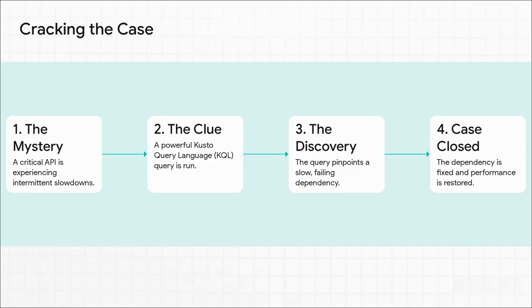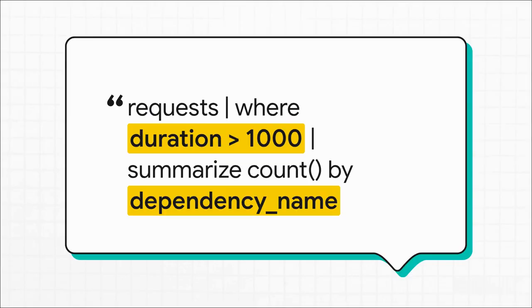Our lead detective, the engineer on call, has one main tool in their belt for sifting through all of the evidence, the Kusto Query Language, or KQL. So they start to craft a query to hunt for clues. And this query right here, this is the smoking gun. Now, you don't need to be a KQL wizard to get what's happening. The engineer is basically just asking, hey, show me all the requests that took longer than 1 second, and then tell me which external service they were calling by grouping them up. This one simple question cuts through millions of log entries to find the hidden pattern.